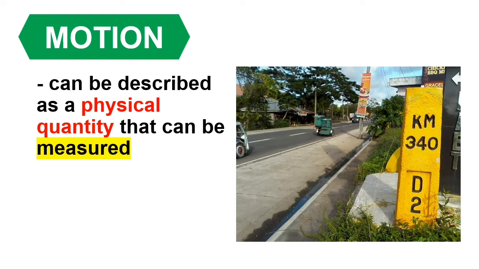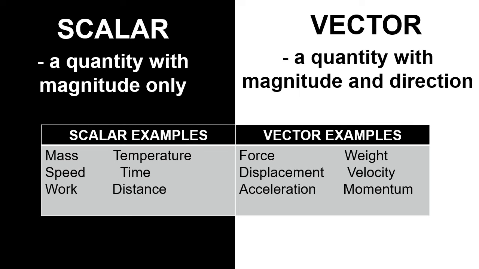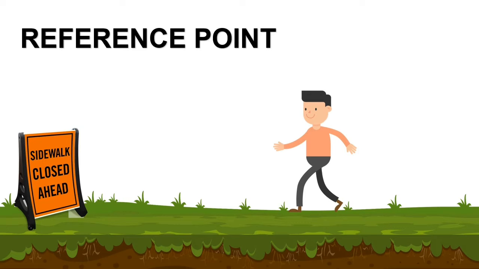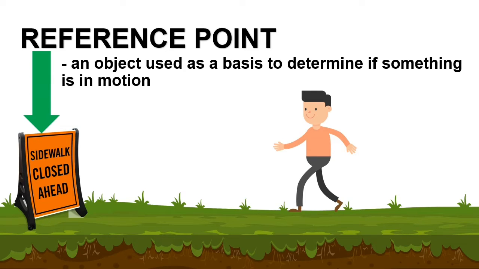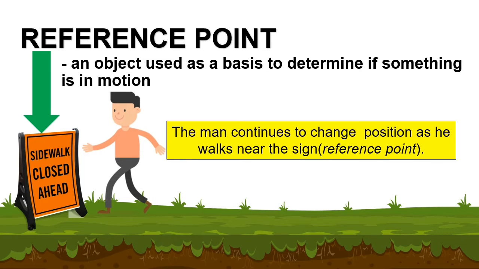Motion can be described as a physical quantity that can be measured. The scalar and vector are types of physical quantities. Scalar has magnitude only, while vector has both magnitude and direction. Motion is a continuous change in position with a reference point. A reference point is an object used as a basis to determine if something is in motion.